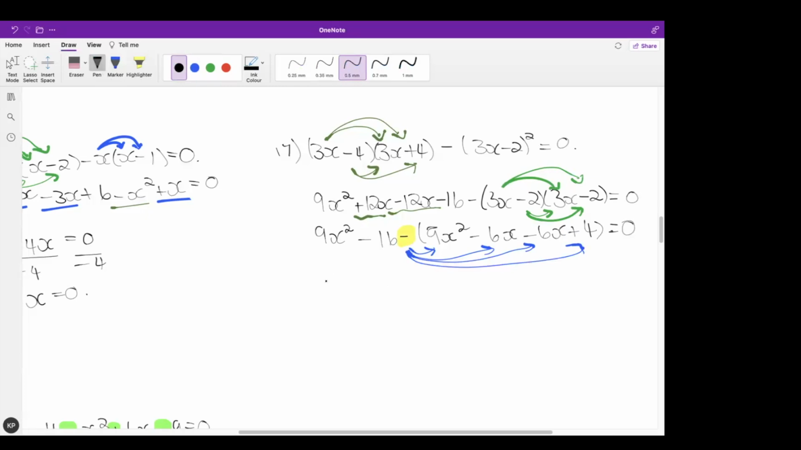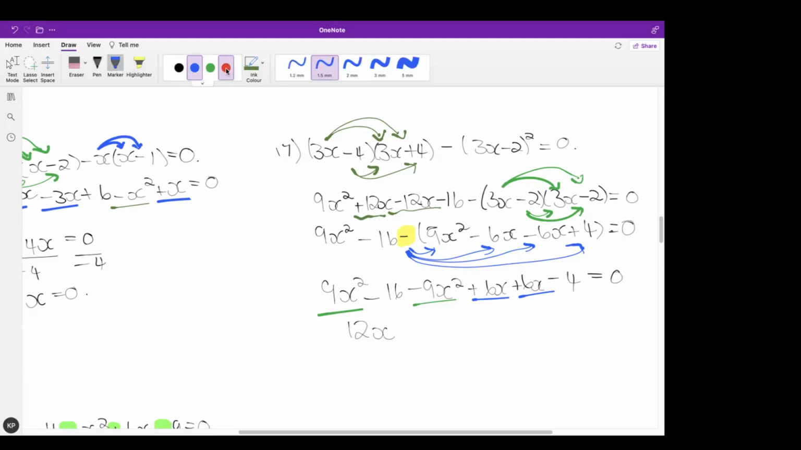Okay, so I have 9x squared minus 16 minus 9x squared plus 6x plus another 6x and minus 4. Then we check our like terms. 9x squared minus 9x squared, that's gone. 6x plus 6x will give us 12x. And a negative 16 minus 4 is minus 20. This is equal to 0.